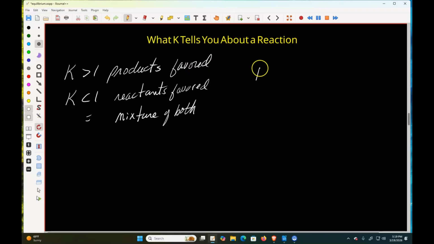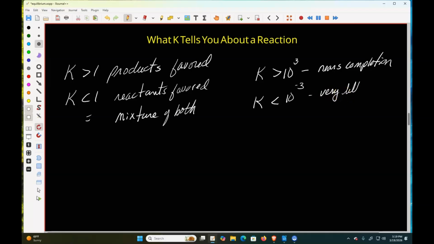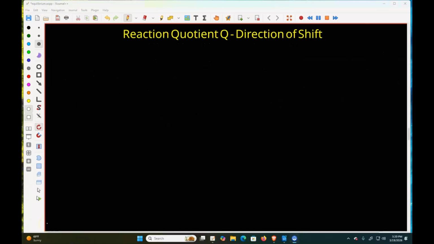All right, something to note. If K is greater than 10 to the third power, that means it goes very far to the right. It nears completion, in fact. Likewise, if K is less than 10 to the negative third, very little products are formed. So K essentially tells you how far a reaction goes.